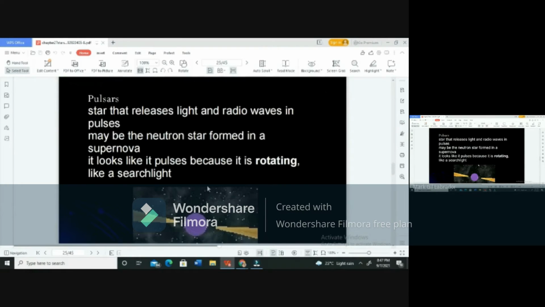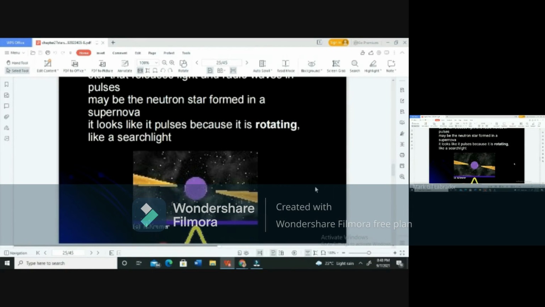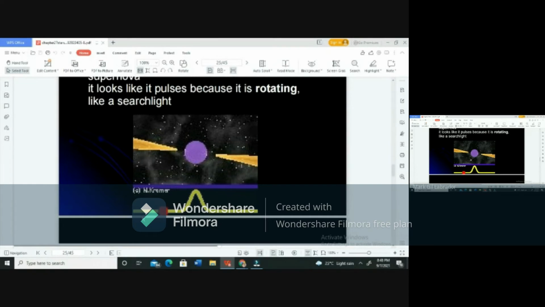Okay, another one is pulsars. Stars that release light and radio waves in pulses. Maybe the neutron star formed in a supernova and it looks like it pulses because it is rotating like a searchlight. Meron din mga ganyan na mga stars.